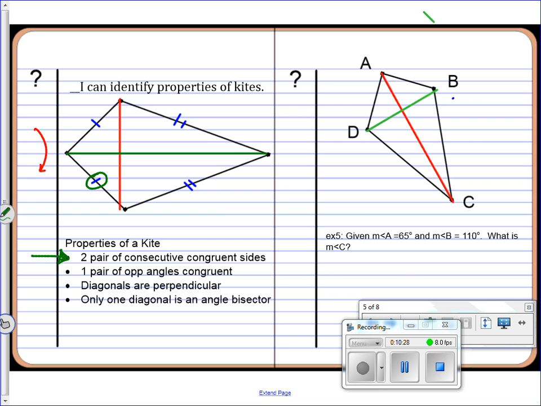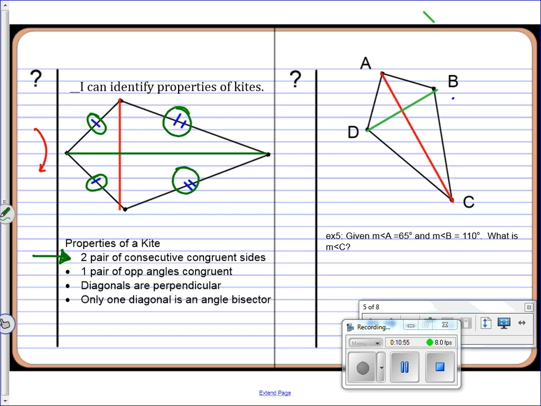What that means is this segment and this segment, which live right next door to each other, are congruent. And then this segment and this segment, which live next door to each other, are congruent. Notice that the opposite sides are not congruent, right? That would be a parallelogram, if the opposite sides were congruent. Okay, so by definition, two pairs of consecutive sides are congruent.